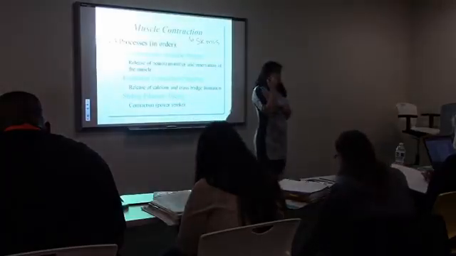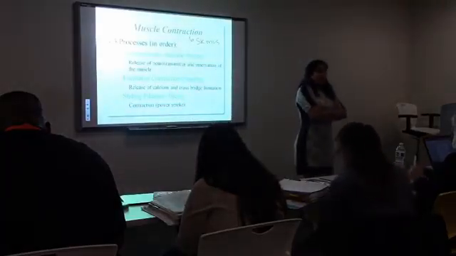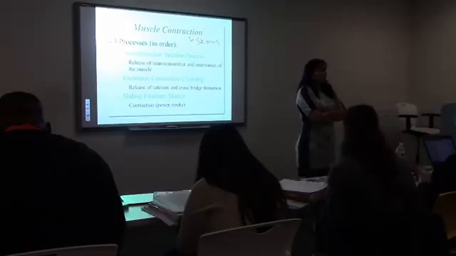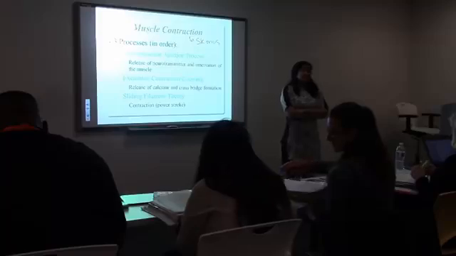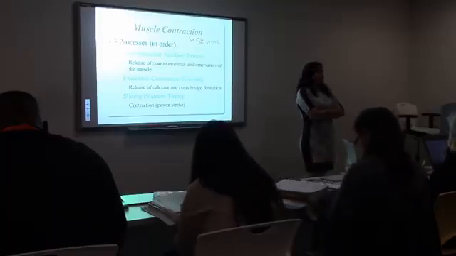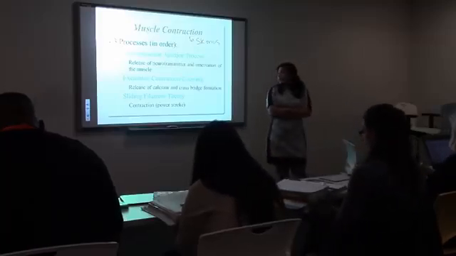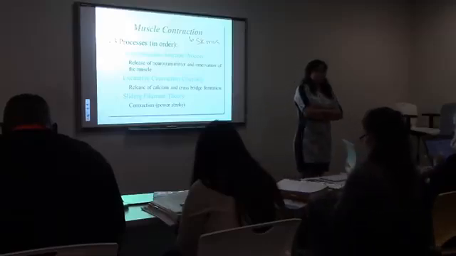In skeletal muscle, there are 3 processes involved in skeletal muscle contraction. The first one is neuromuscular junction process. Second one is excitation contraction coupling. Third one is basically sliding filament theory. Okay.